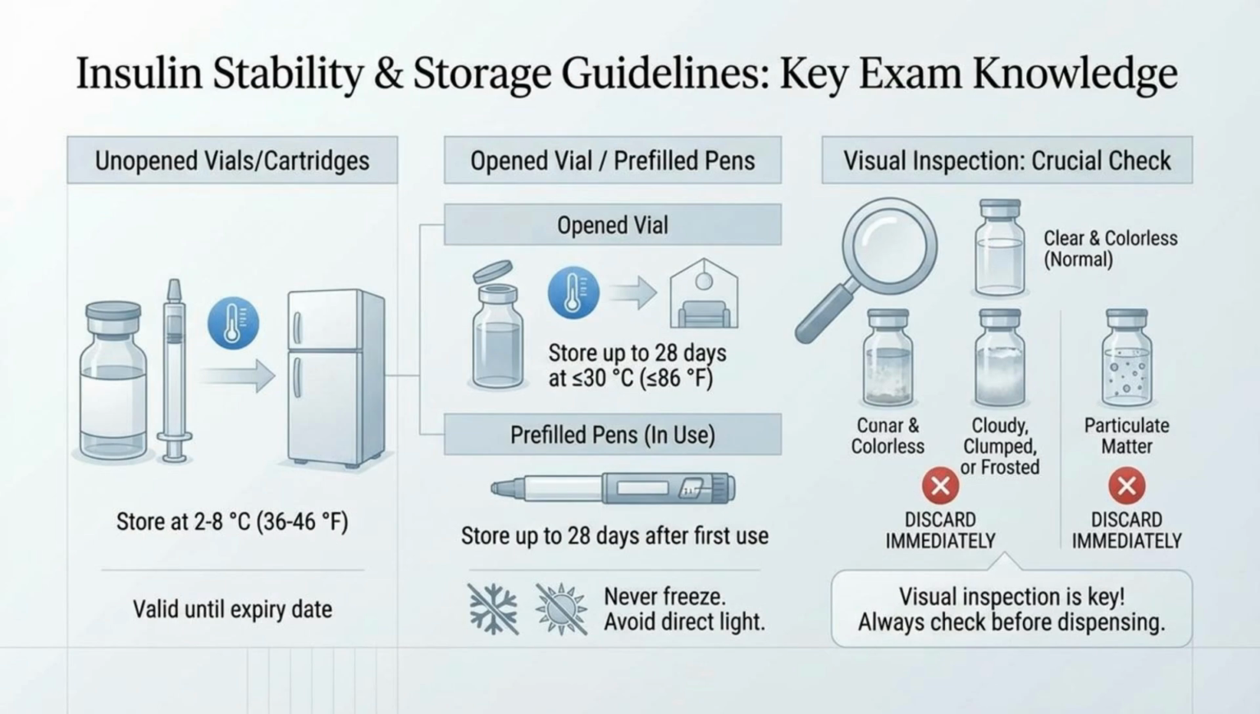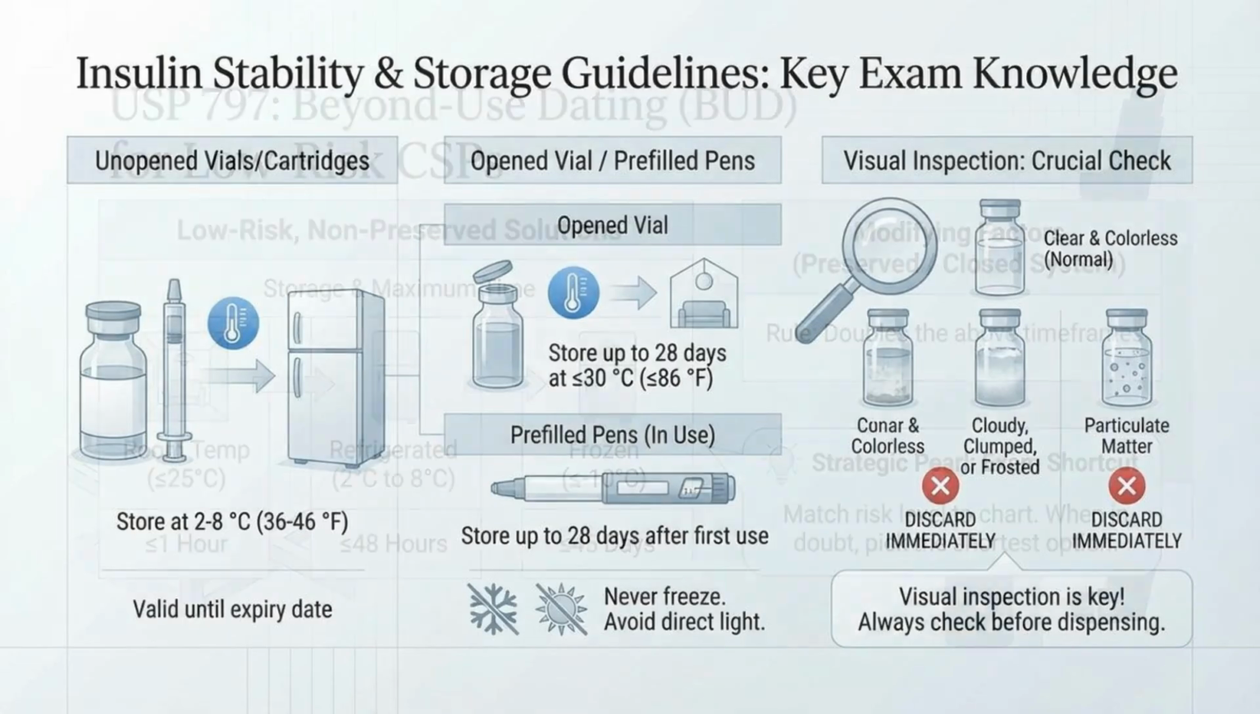Insulin stability is vital. Unopened vials are refrigerated until expiration. Once opened, store for up to 28 days. Never freeze insulin, and discard it immediately if it appears cloudy, clumped, or contains particulate matter.